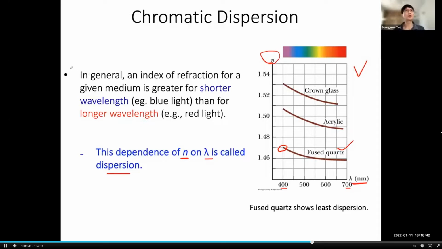I'm going to read this first bullet point. In general, the index of refraction for a given medium is greater for shorter wavelengths than for longer wavelengths. In other words, when white light enters a dispersive medium like glass, the blue color will bend more than the red color, because the blue color experiences a higher refractive index.